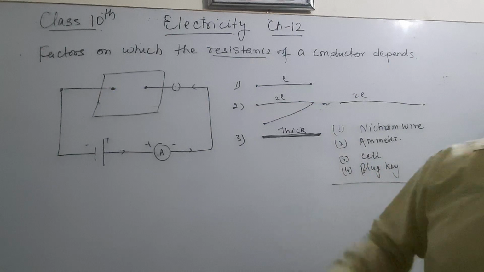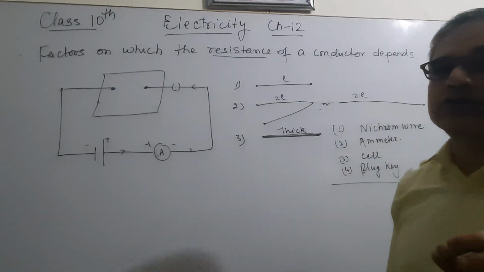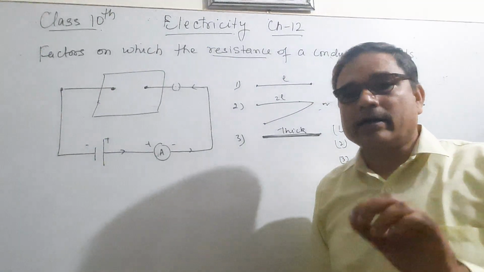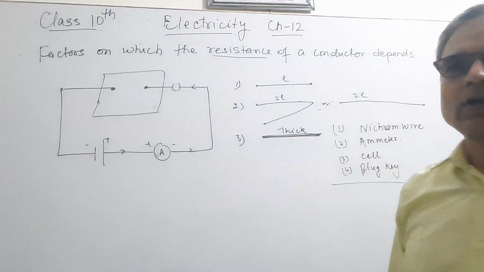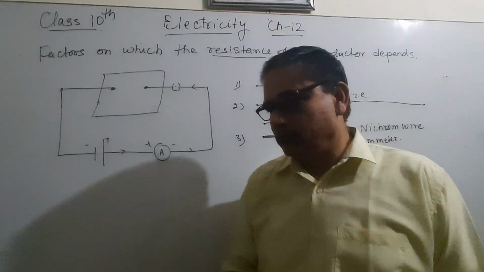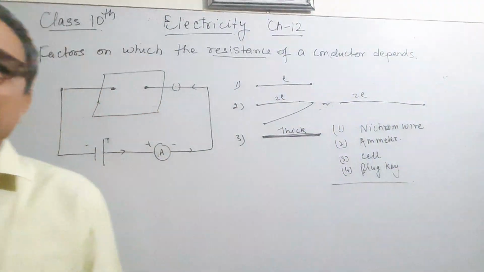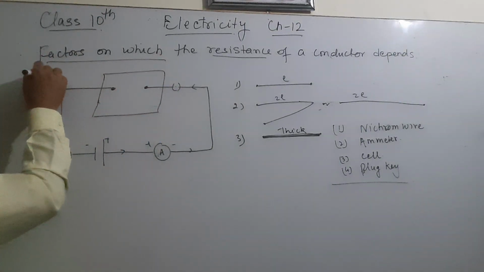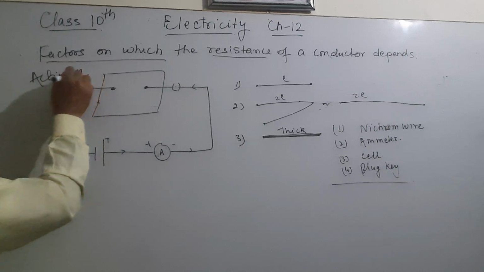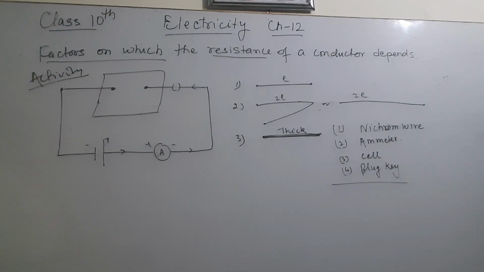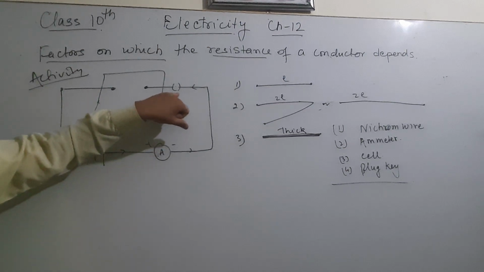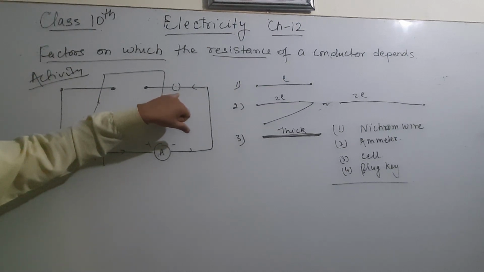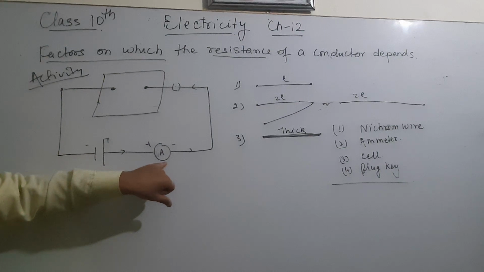What are the factors which affect the resistance of a conductor, that is, a wire? To explain this, we will go through an activity. Here is the activity, and we will check the experiment. For this we have to take some components. Do you know what this is? Identify.